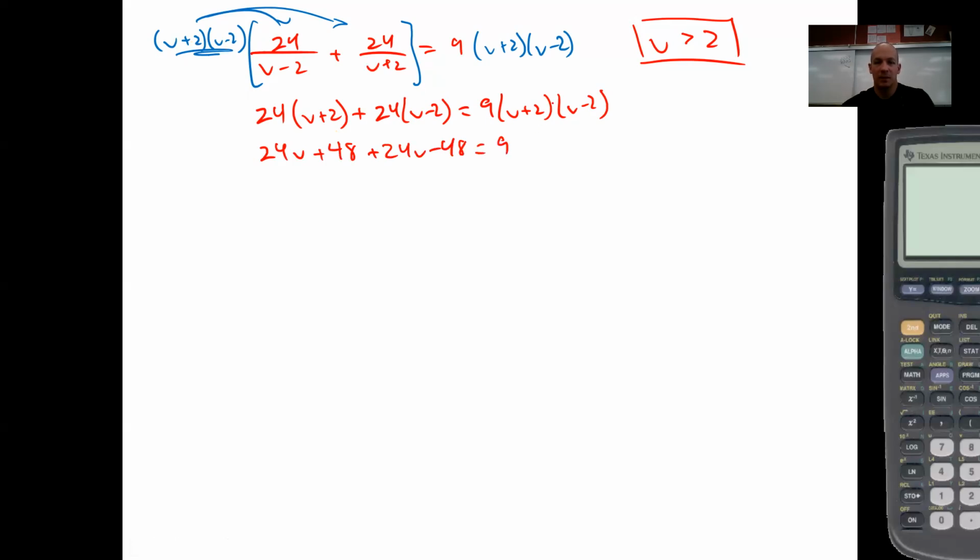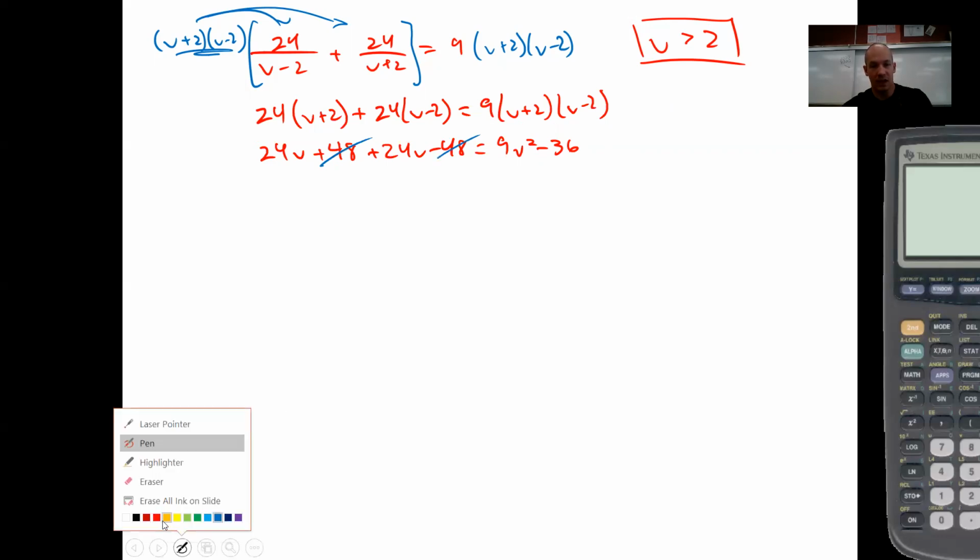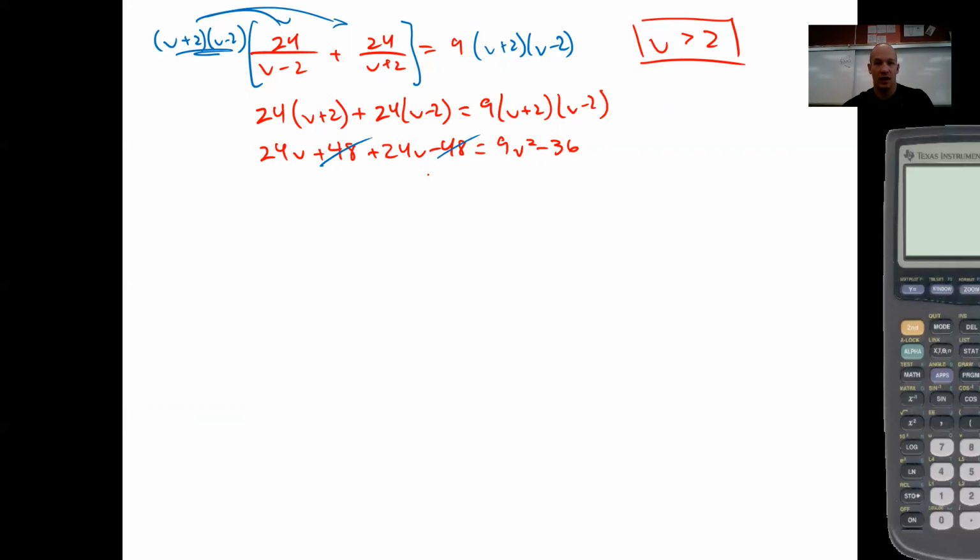And this one here is actually a difference of squares. It's V squared minus 4, so I'm just going to multiply this by 9 minus 36, saving myself a little bit of the gross FOILing trouble. Okay, so we have this, and then we can cancel out the 48s. That's very convenient. And what we're left with is 48v equals 9v squared minus 36.